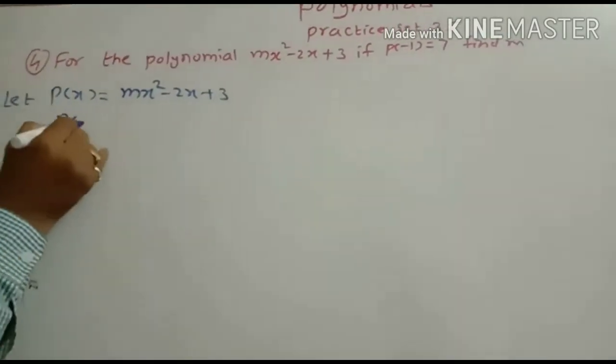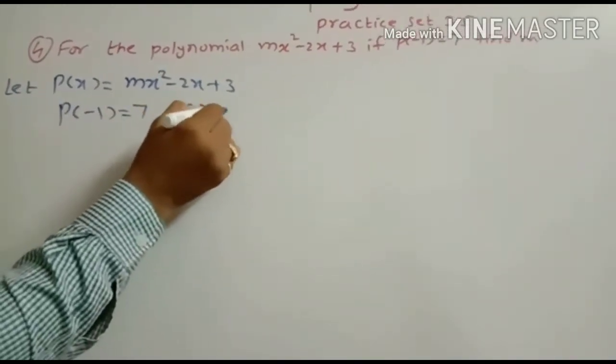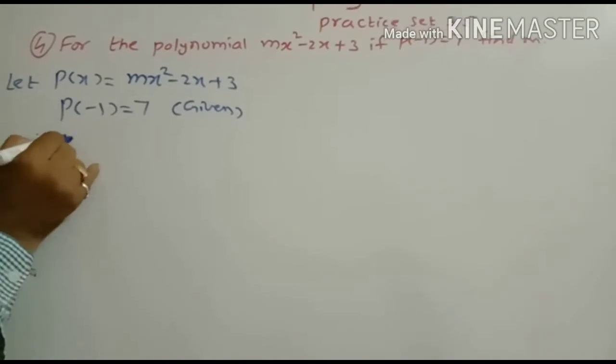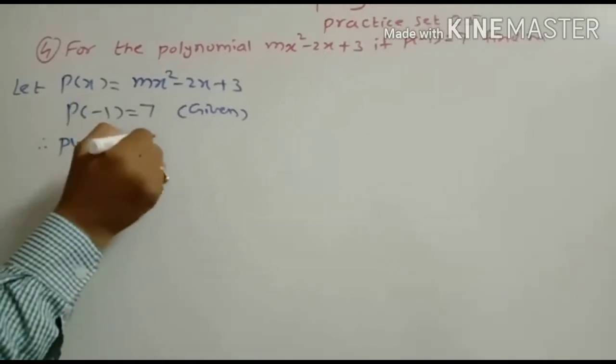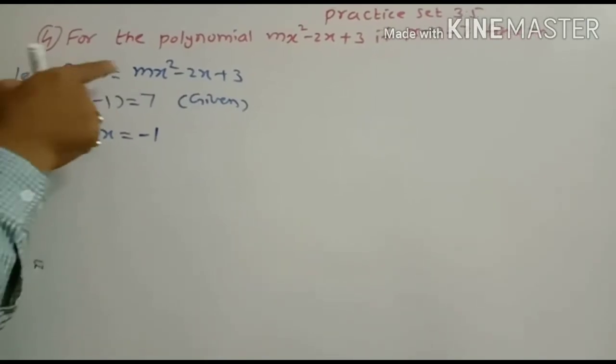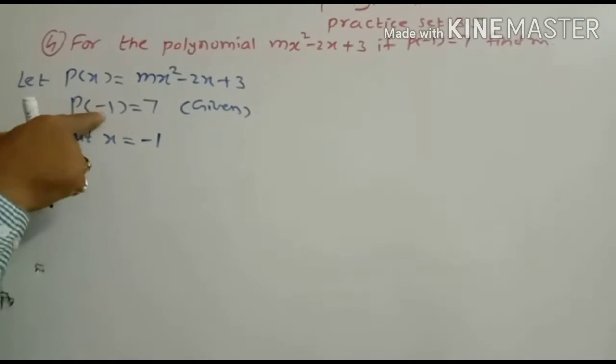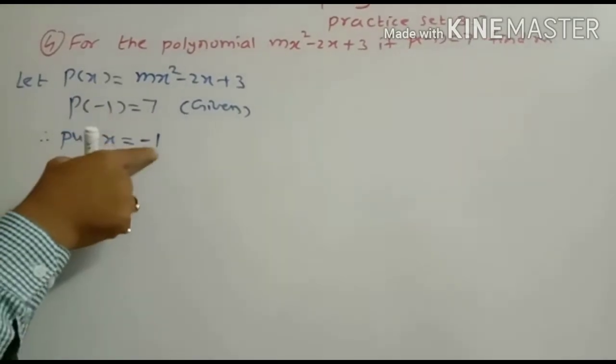Now we have to use p of minus 1 is equal to 7, which is given. Therefore, put x is equal to minus 1. P of minus 1 is given, that means the value of the polynomial for x is equal to minus 1 is 7. Therefore, instead of x we put minus 1.